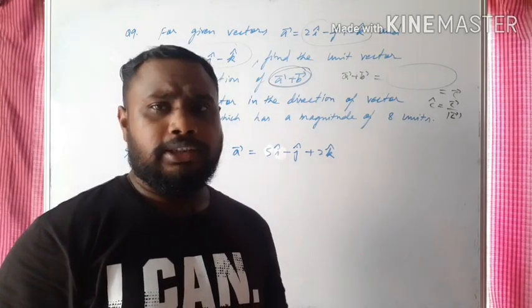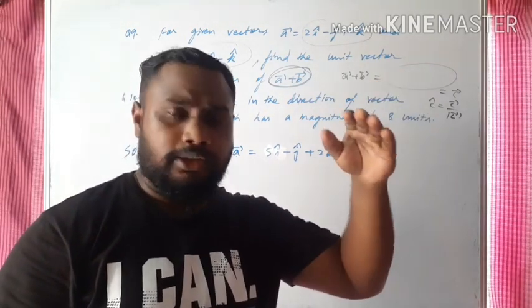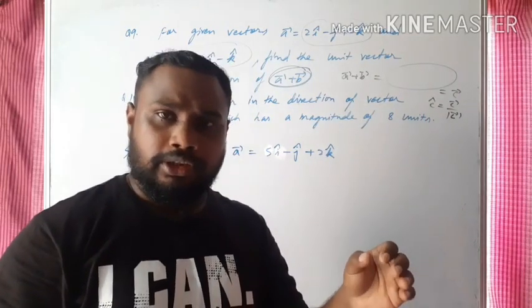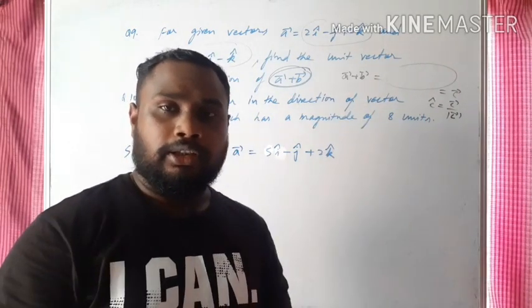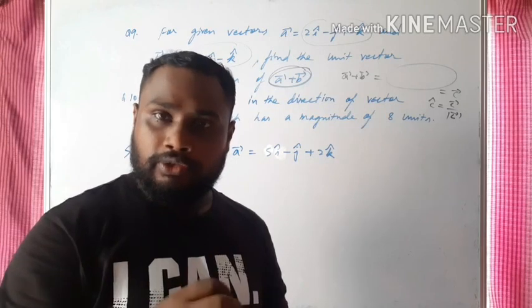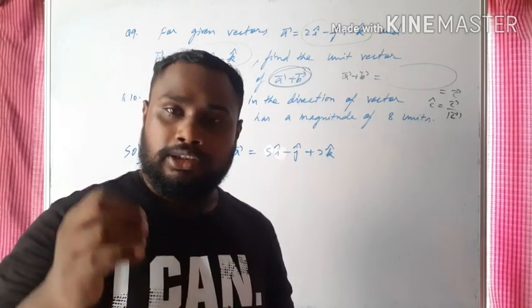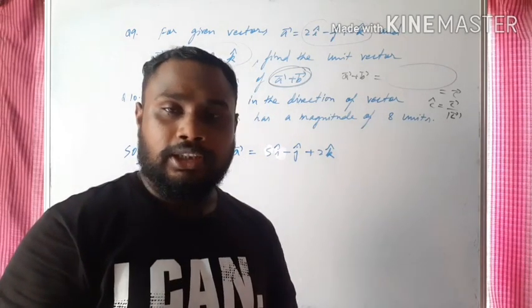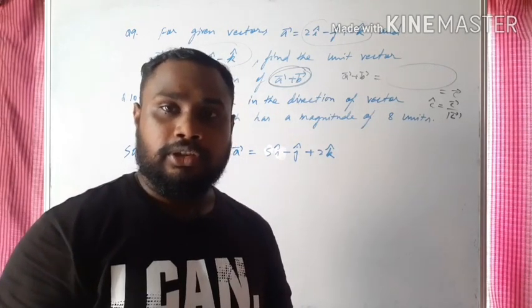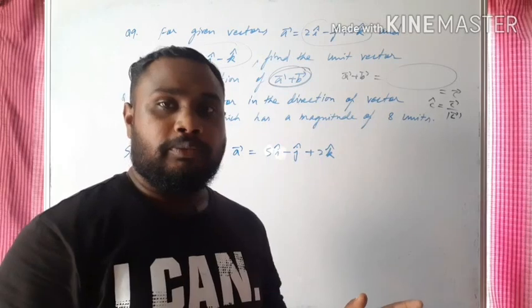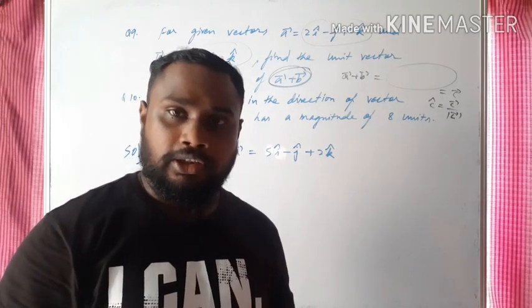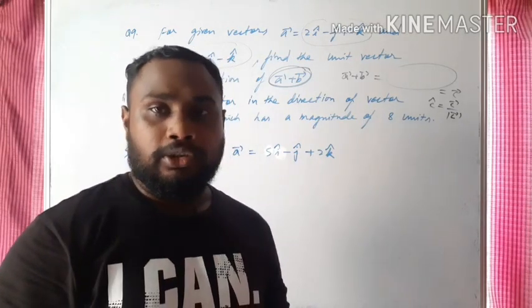Just you can see, the vector divided by its magnitude. At that time, what will be the components of the unit vector? That will be the direction cosines only. There will be nothing but the direction cosines only. That's why, in order to find the direction of a vector, you will have to find the unit vector.